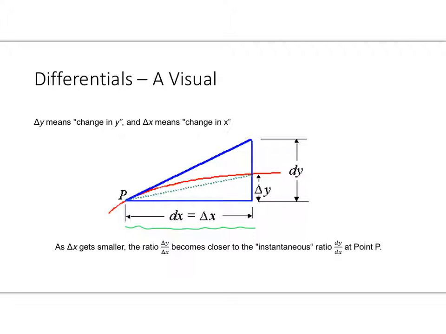The red is my curve that I'm looking at, and I'm at some point P over here. If I pick a point further away from P and work with my slope, that's the slope of the line between the two points. This is my change in y, and this whole thing is my change in x. But as I get closer and closer to P, that dy value is going to get closer to the change in y value. So we're becoming that instantaneous ratio dy dx at some point P. And that's what we're looking for, the differential of how something is changing.